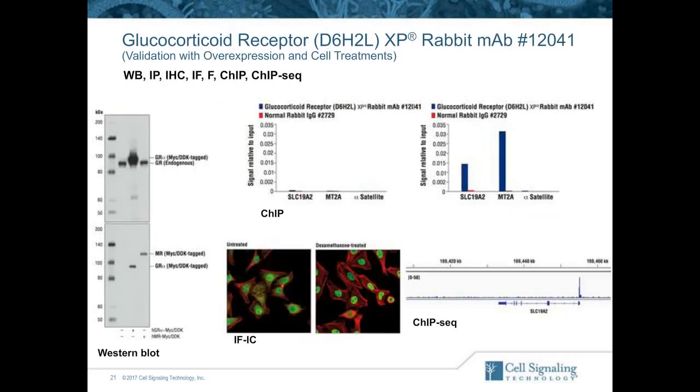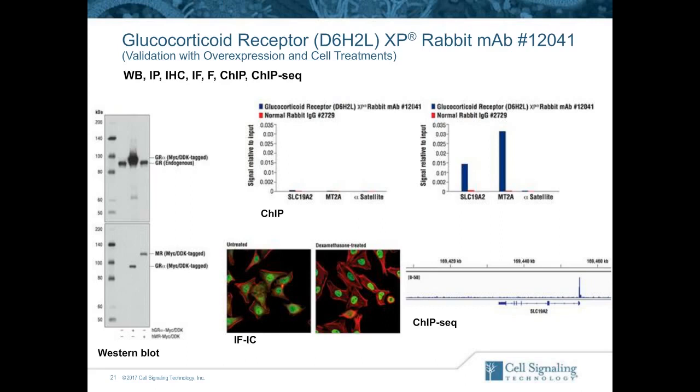With glucocorticoid receptor, we already went over the ChIP-qPCR data. Shown below is the ChIP-seq data, and again, looking at a known target gene, we see a single peak of enrichment here over a GR binding site. Very good signal-to-noise ratio.